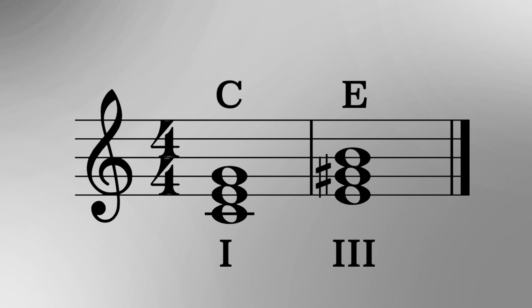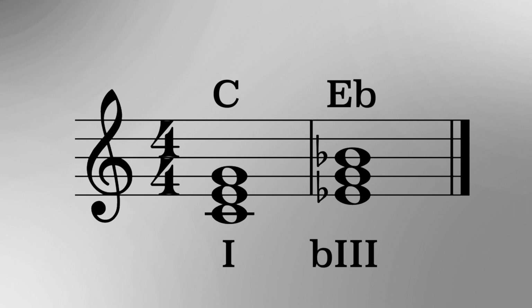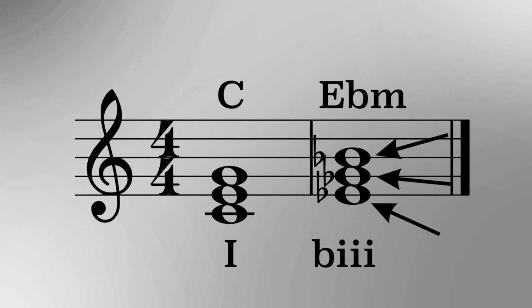Now let's see what a 1 to flat major 3 looks like. To do this, flat the mediant note, and then stack up a major triad above it. Or you can just lower the root and the fifth down a half step. Finally, we have the 1 to flat minor 3. For this chord, you're going to lower all of your notes down a half step.